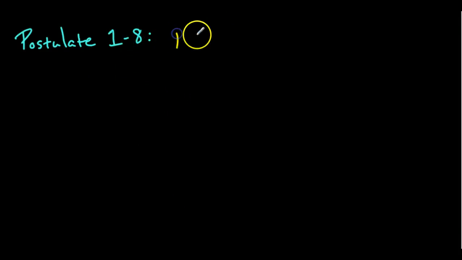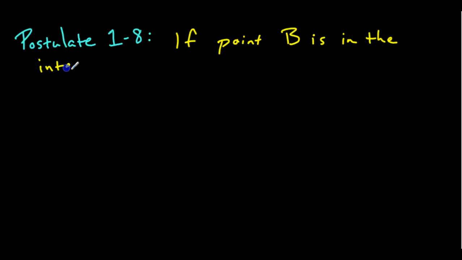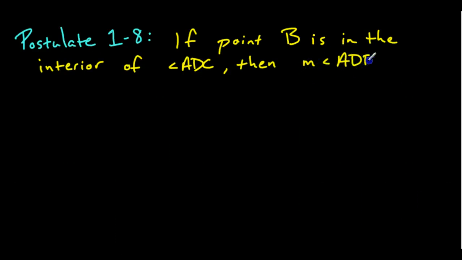We've got postulate 1-8. Postulate 1-8 states that if point B is in the interior of angle ADC, then the measure, notice that little m there, I put it in front of the angle, that's talking about the measure of angle ADB, plus the measure of angle BDC equals the measure of angle ADC. What in the world does all that mean?